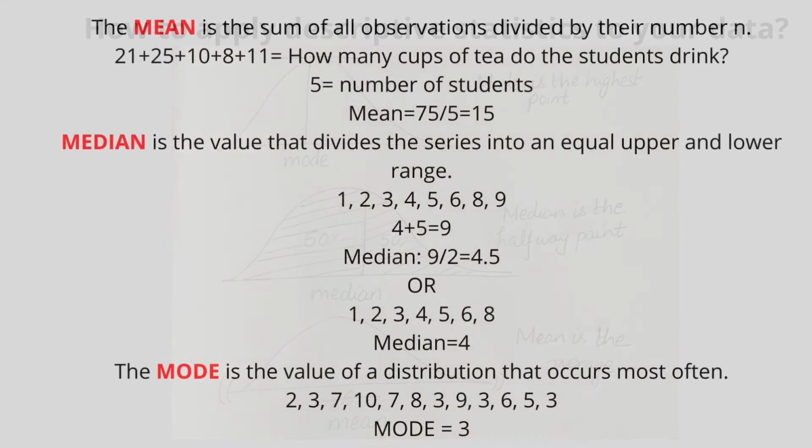Let's understand mean, median and mode with an example. The mean is the sum of all observations divided by their number n. For example, in this data set, 21 plus 25 plus 10 plus 8 plus 11. This is the number of cups of tea students drink in a week, and 5 is the total number of students. So if we have to find the mean, we add up 21, 25, 10, 8 and 11, which comes to 75, and we divide it by the number of students, which is 5. So the mean comes to 15.